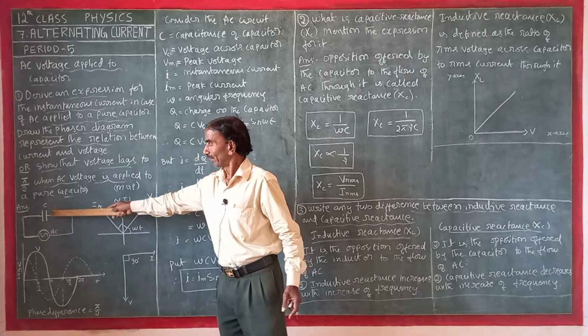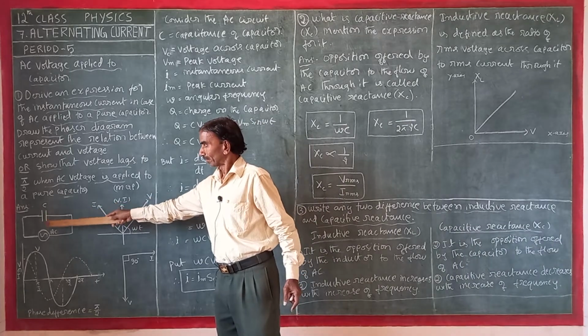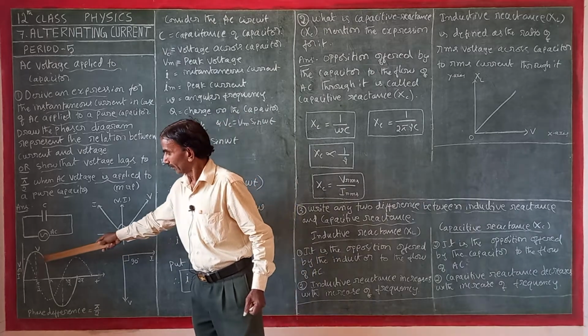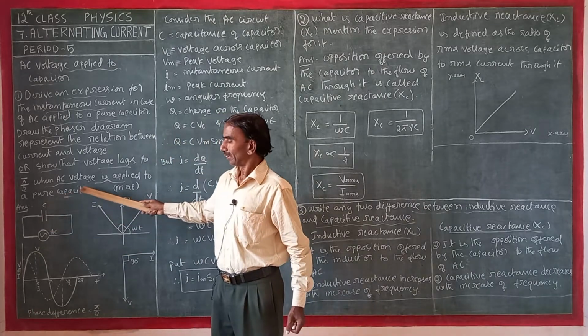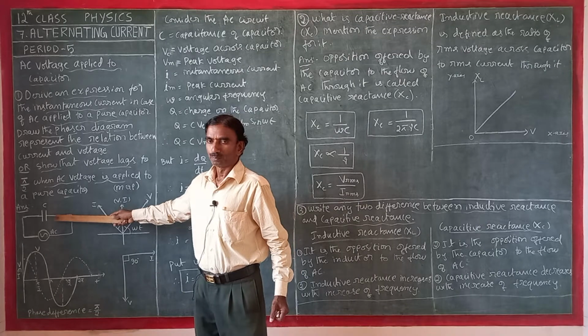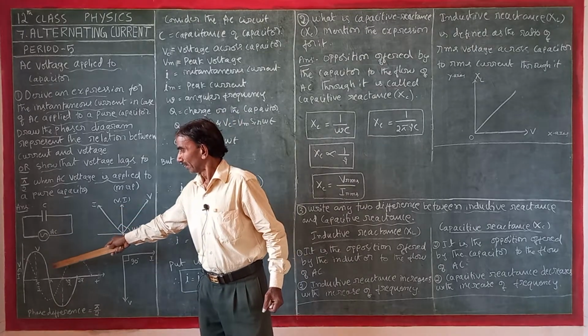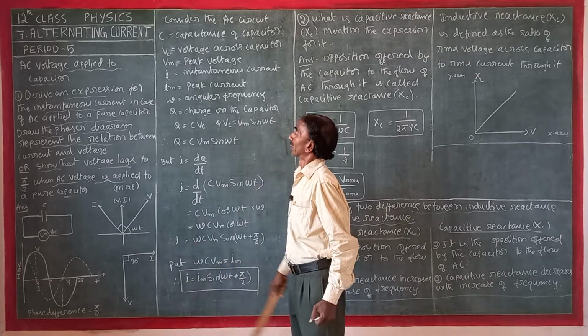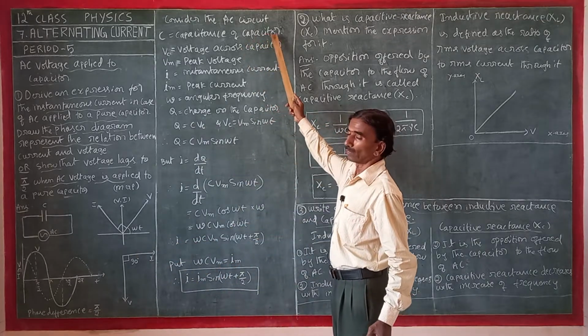AC voltage applied to a capacitor. This is a capacitor, and this is the AC voltage applied, and the EMF will be produced here. So we have drawn the current versus voltage graph. And this is the phasor diagram. So consider the following.